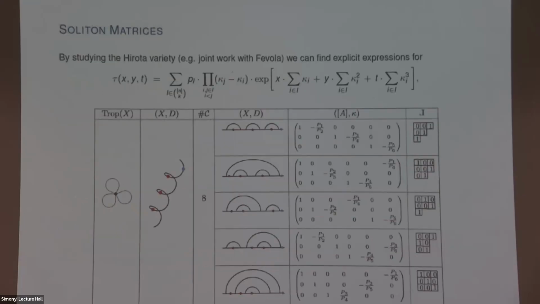And then by studying the Hirota variety, in certain cases, in joint work with Claudia Fevola, we studied this for the case of irreducible rational nodal curves. And we were able to find explicit expressions for the soliton solution. So again, we're interested in what these pivots are, so the actual point in the Grassmannian.